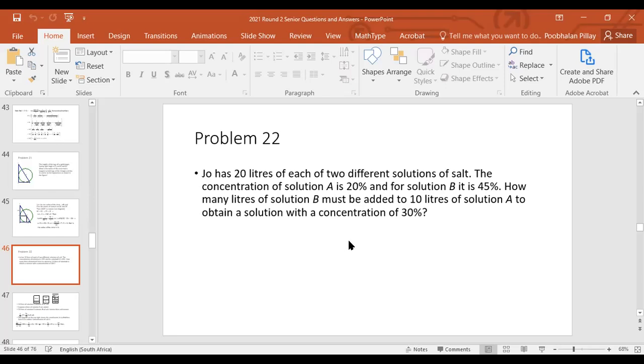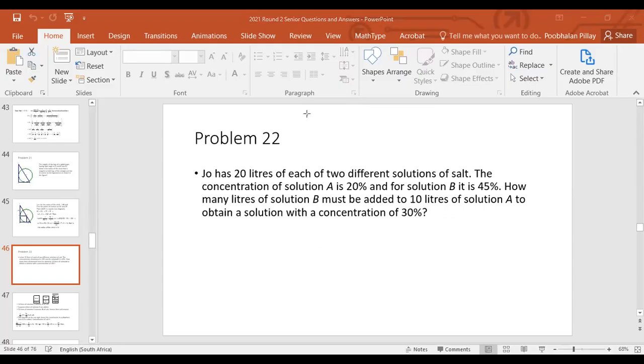Problem number 22 says Joe has 20 liters of each of 2 different solutions of salt. The concentration of solution A is 20%. In situations like this, we normally draw diagrams quickly. Let me just draw a diagram.